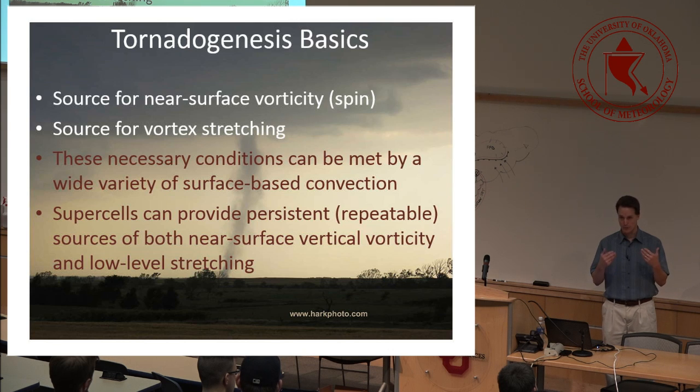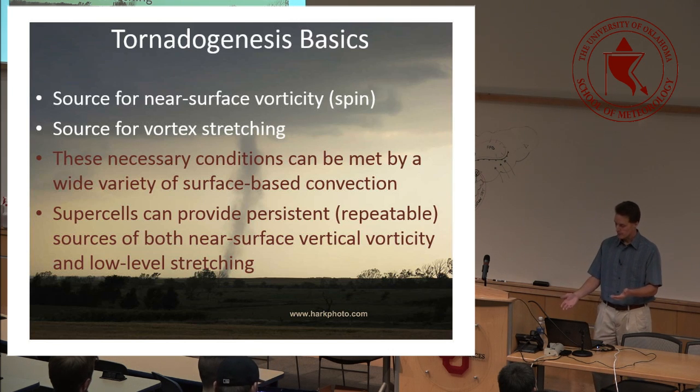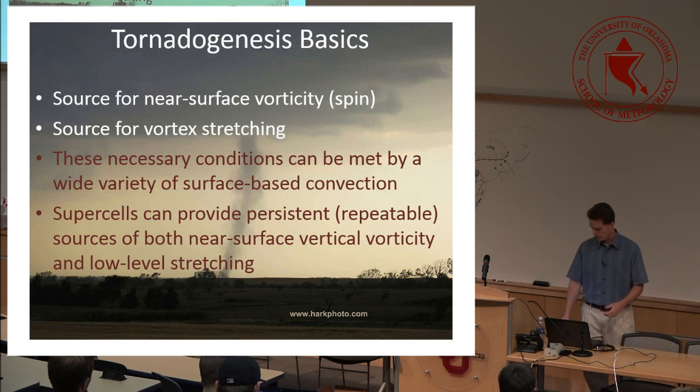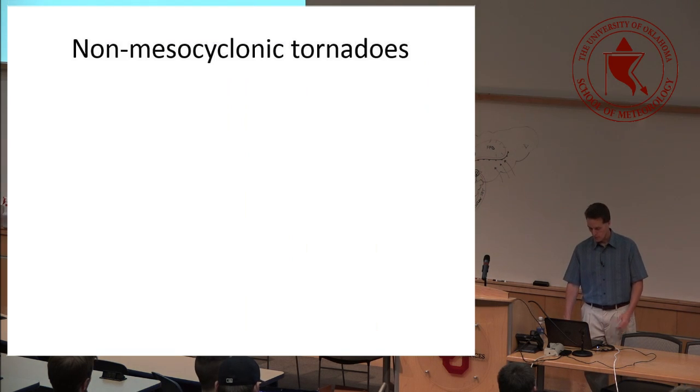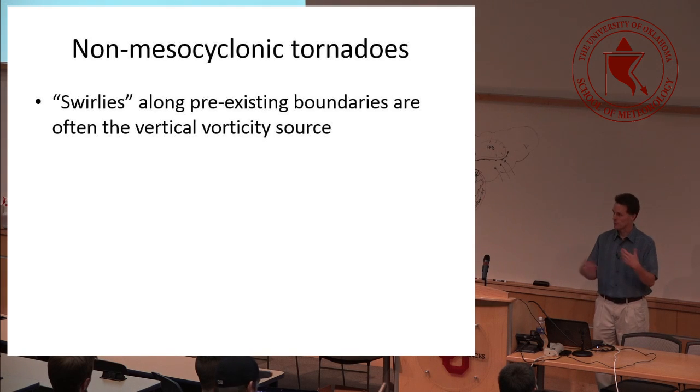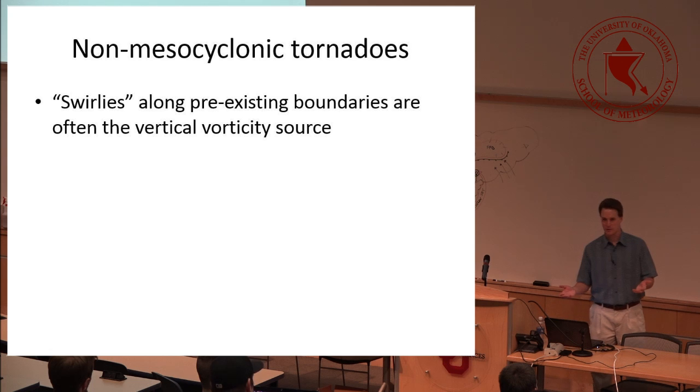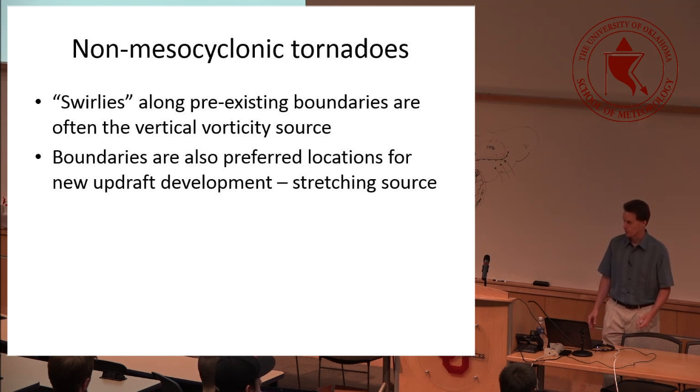So you tend to get the longest lived, strongest tornadoes with supercells, but tornadoes are actually probably more common without mesocyclones if you just look at it globally. Okay, non-mesocyclonic tornadoes. Again, a swirly on a pre-existing boundary. The boundary itself is the vorticity source. What else is the boundary the source of? It's usually a convergence zone. It's a source for updraft formation. So it's really not a surprise that you're looking for some kind of boundary.